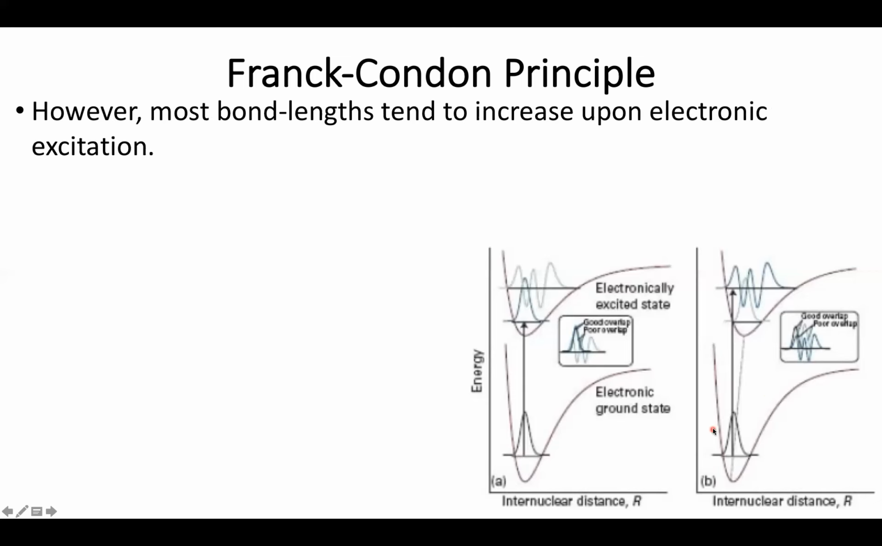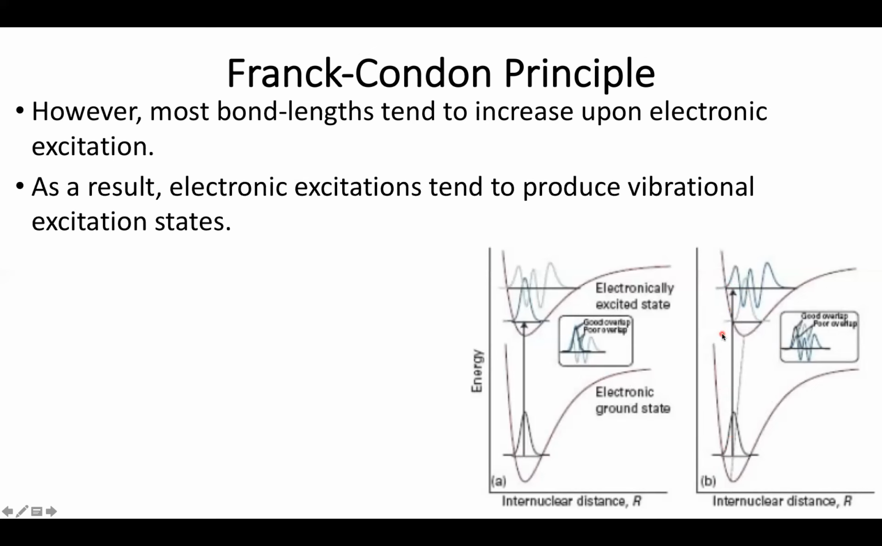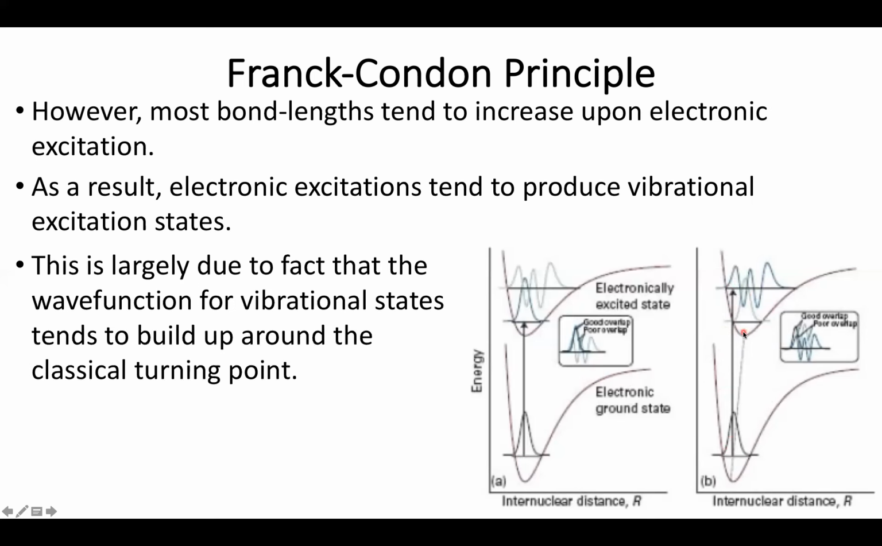Now, if this happens, we'd expect the system to have the best overlap with a wave function which has a high intensity near the walls. It turns out that this is going to be the most common for a vibrational excited state, because you'll notice the ground state has no intensity out there.